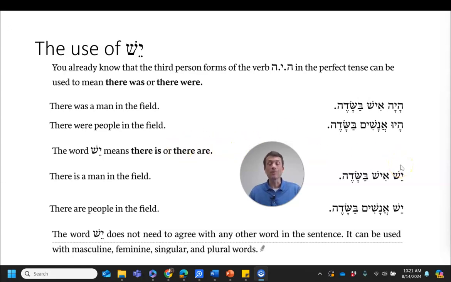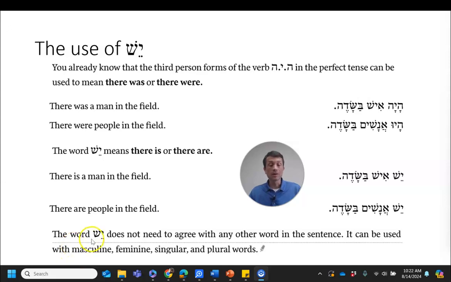This is actually not a verb. This is a particle. It does not inflect like a verb. The only form that you'll ever see it in is what it looks like right here, yesh, and you translate it either there is or there were or there are, depending on if the noun that comes after it is singular or plural. So here, because the noun that comes after it is singular, you'd say, there is a man in the field. Yesh ish basadeh. If the word that comes after it is plural, like anashim, you'll say, there are people in the field.